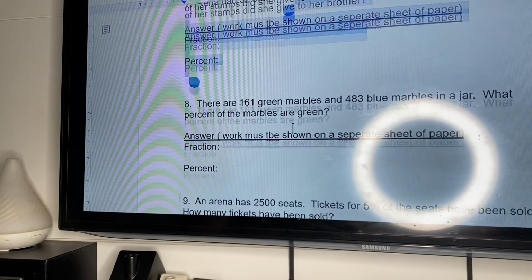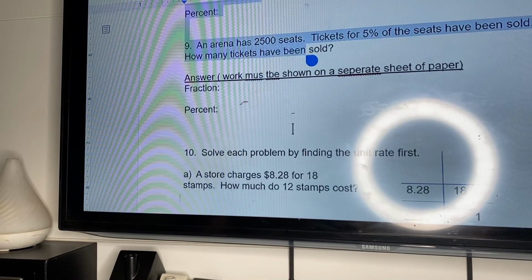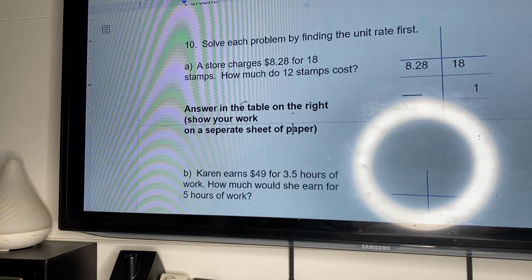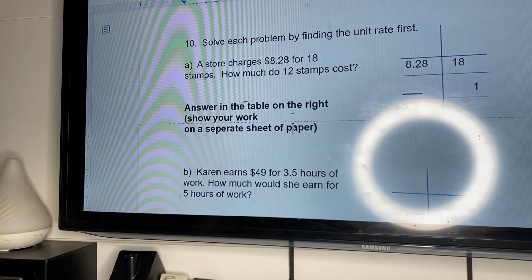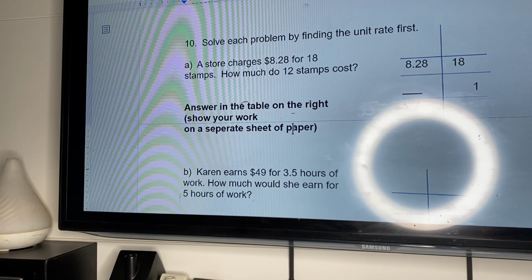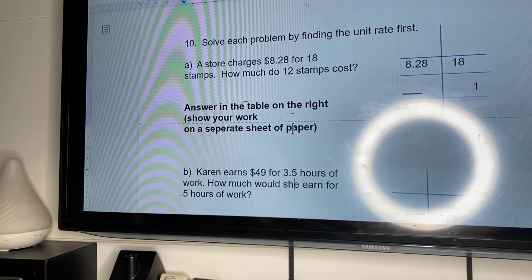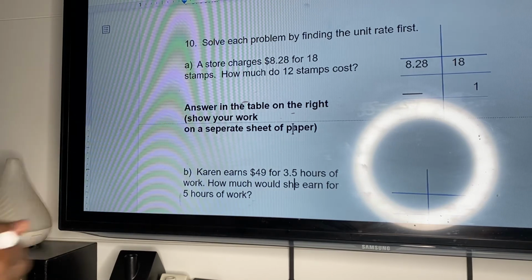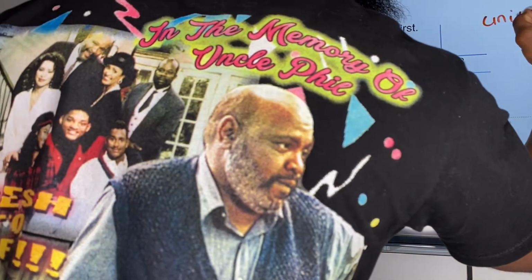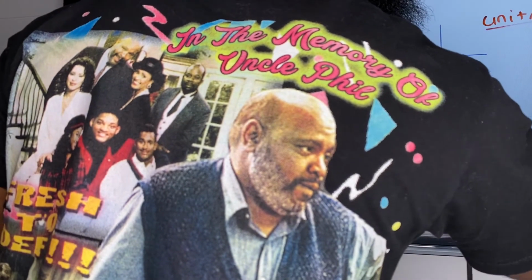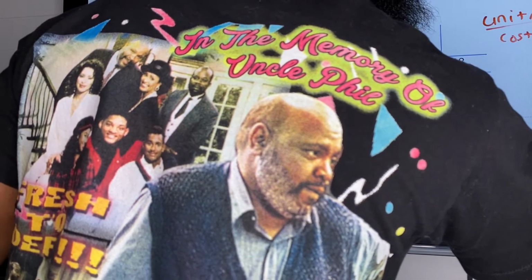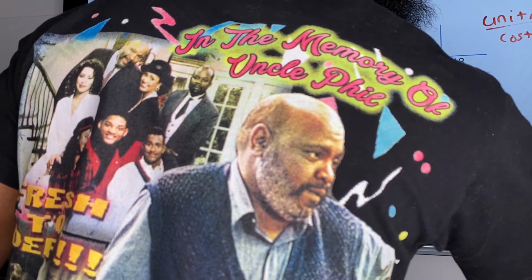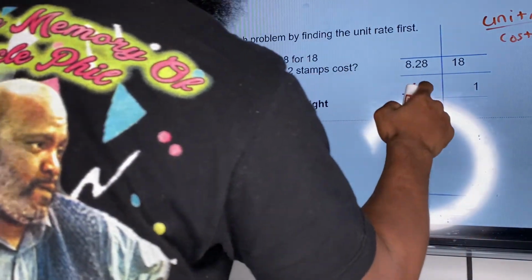Now we have 7, 8, 9, 10. Solve each problem by finding unit rate. All right. So unit rate is the cost per one item. Think of it as that. We want to find out the cost per one item.